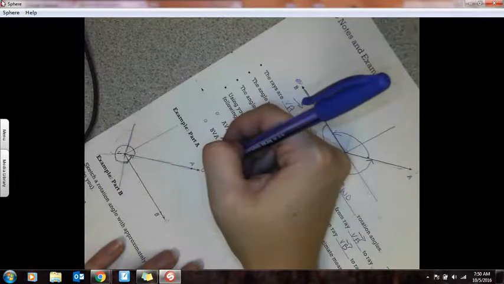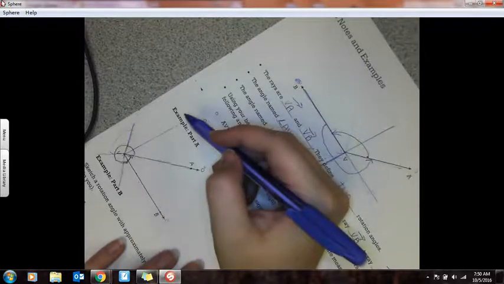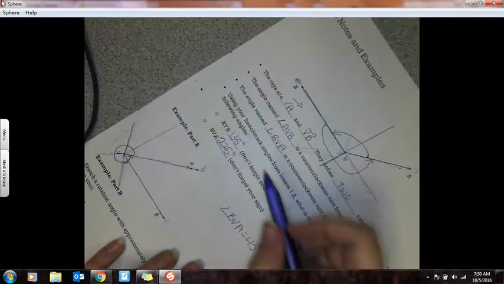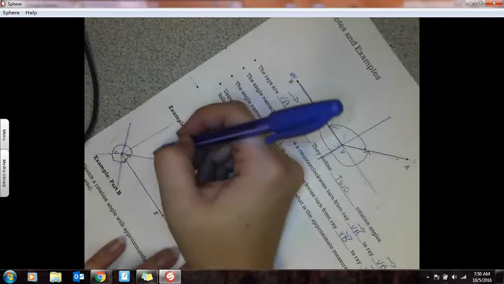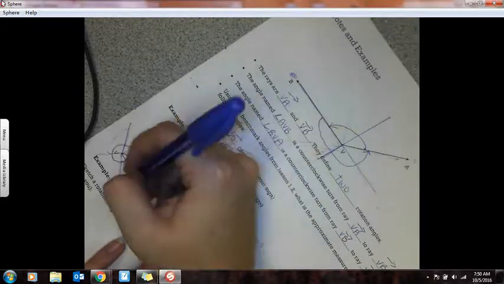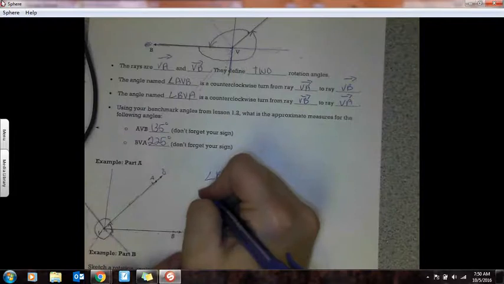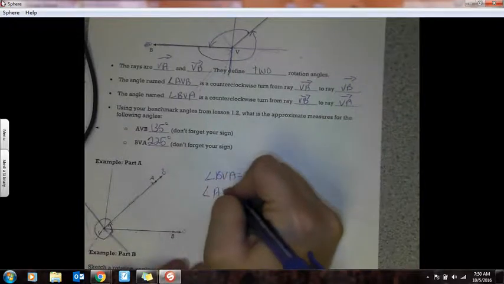So when I go to write out what this angle is, we started here, which was angle A, and we ended here, which is angle B, and so that would be angle AVB. We know that it's halfway between 270 and 360, so it would be about 315 degrees. Okay, so that's what you're doing with those.